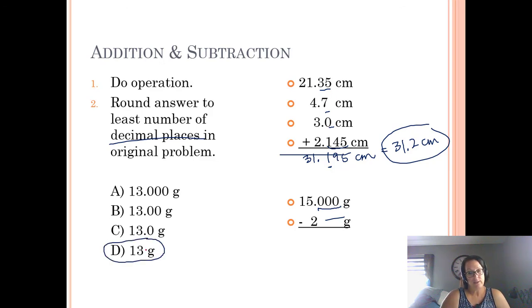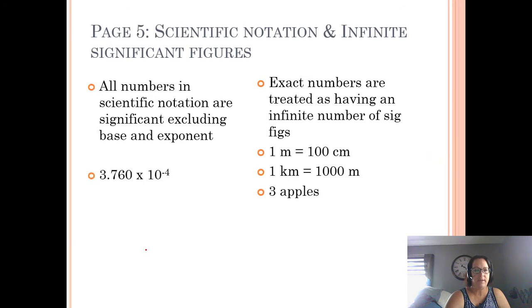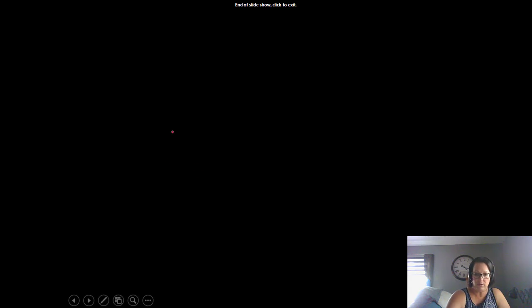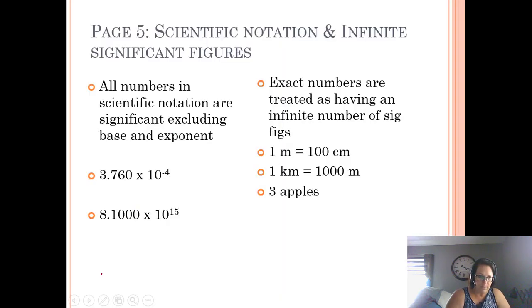So the last page we're going to talk about is scientific notation. I'm really just going to review the rule real quickly because there will be another video dedicated to putting things in and out of scientific notation. When you're looking at something in scientific notation, you're only going to look at the value in front of the times 10.